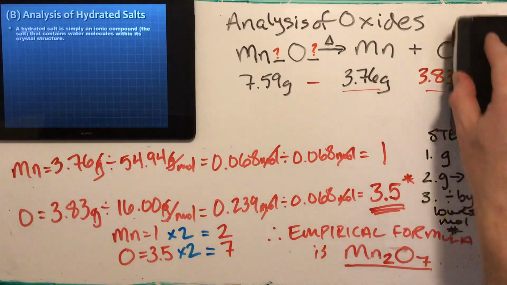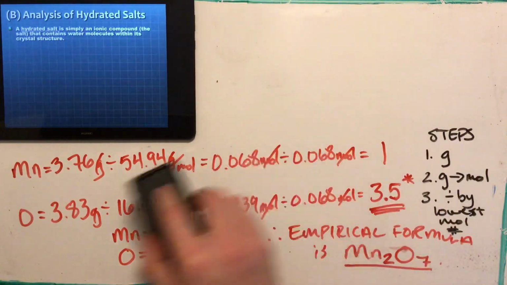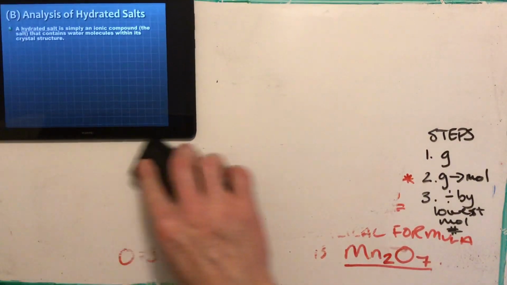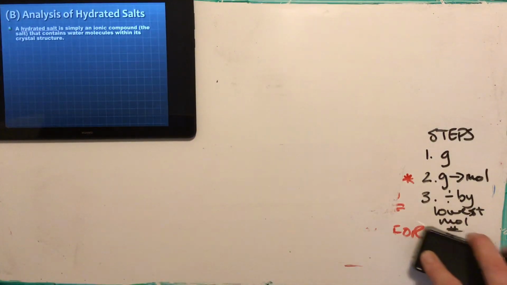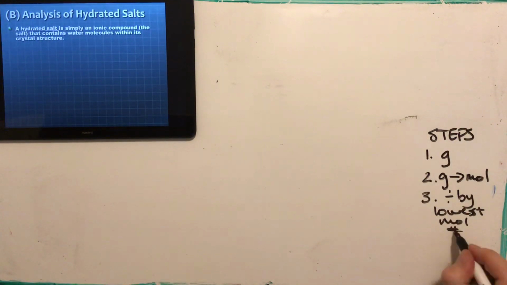So the analysis of hydrated salts. Now you remember hydrated salts, those were simply an ionic compound, right? Salts are ionic compounds that have water molecules locked within their crystal structure. And you can have various amounts of water. Not every hydrated salt has the same amount of water.